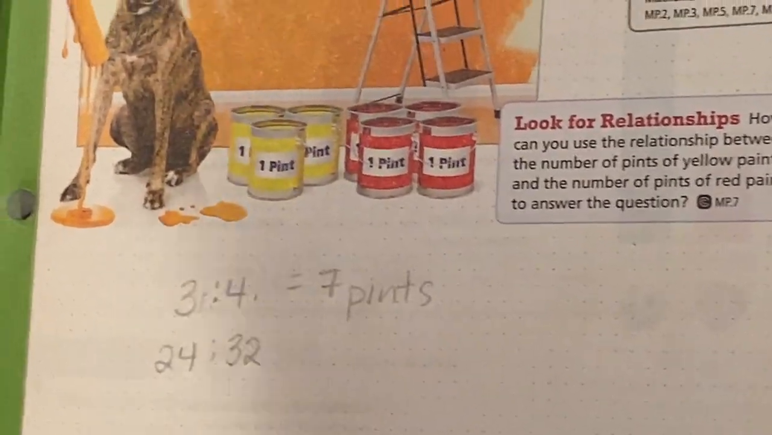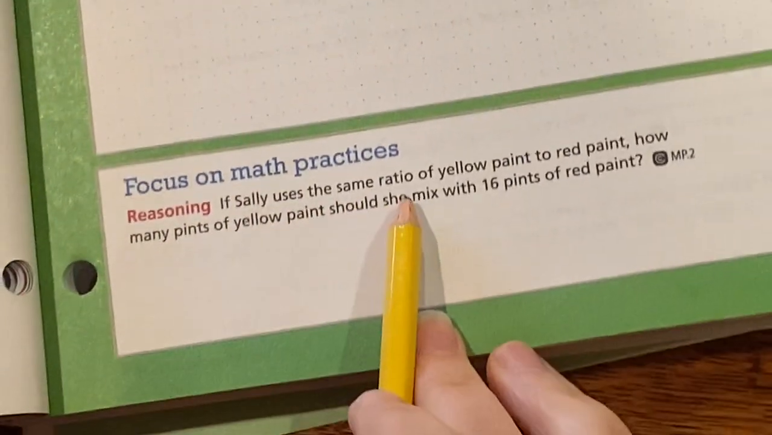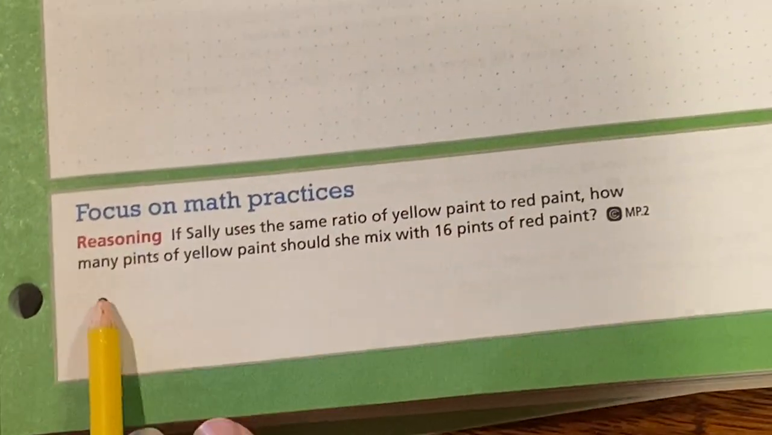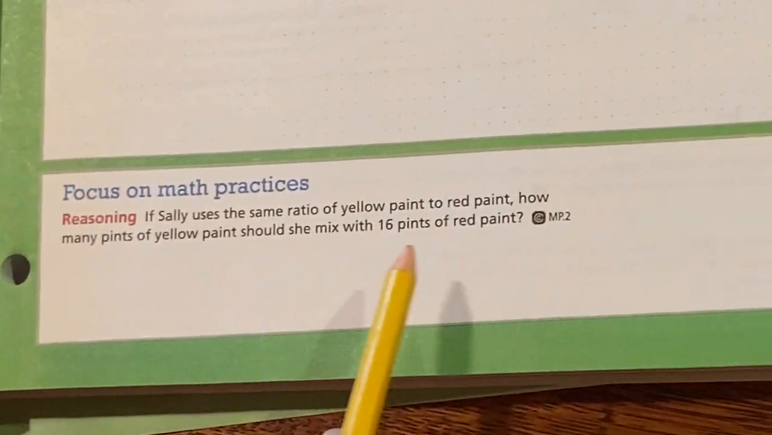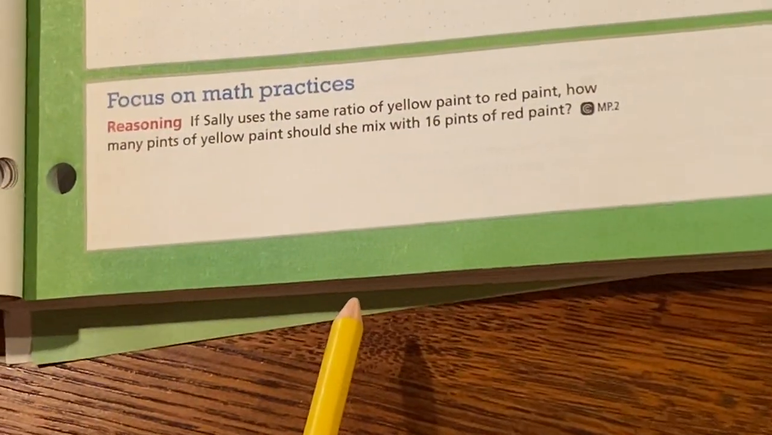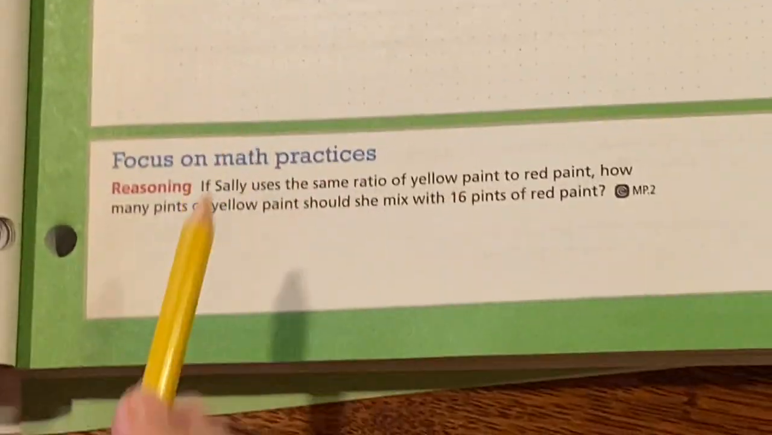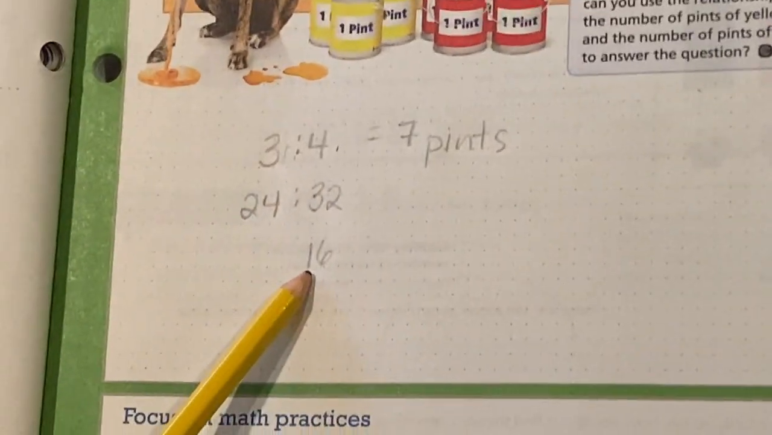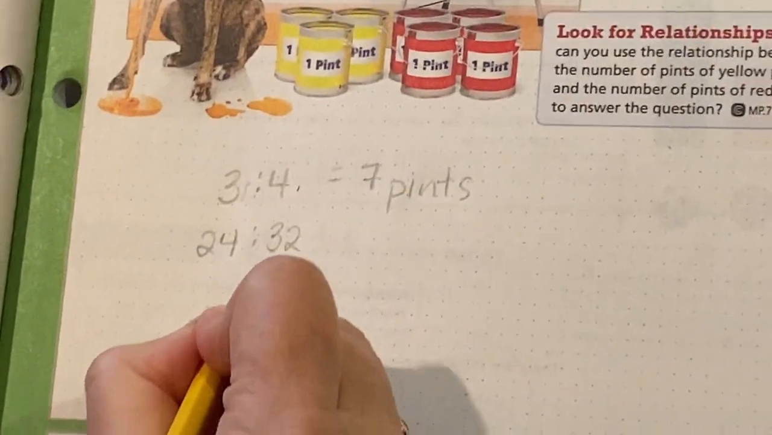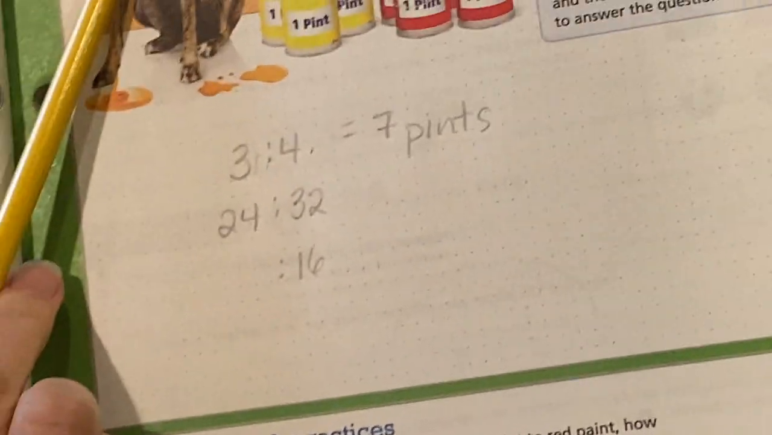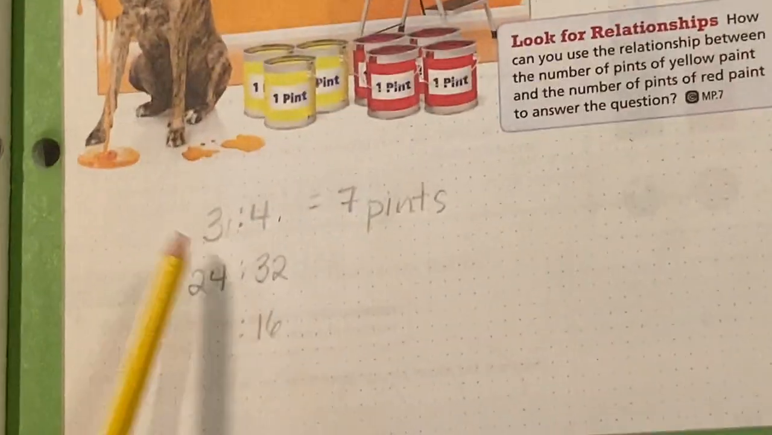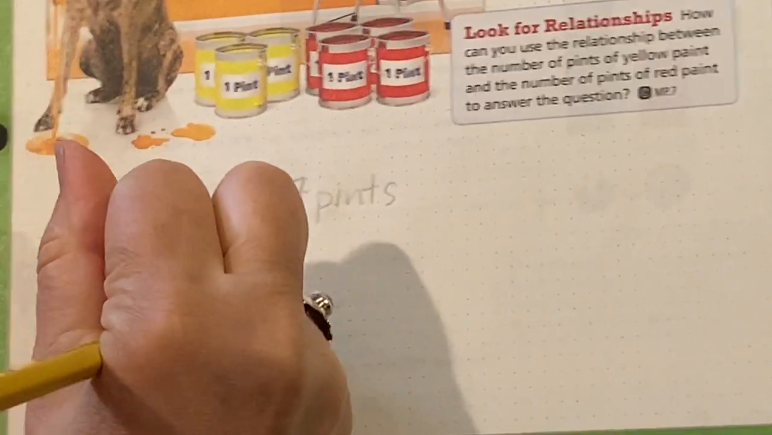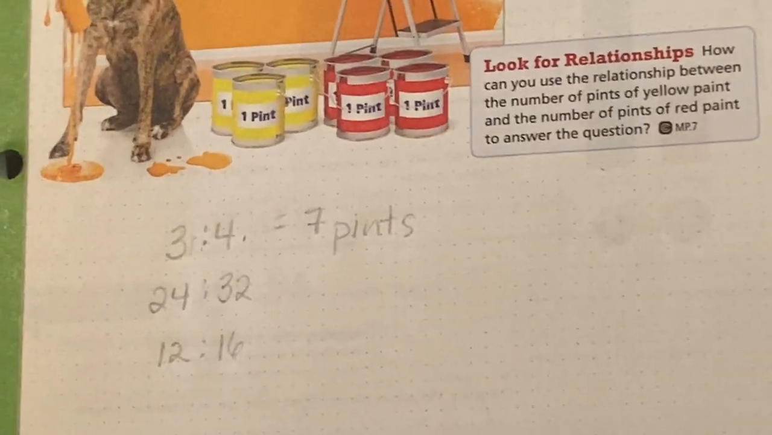Okay? Now, if Sally uses the same ratio of yellow paint to red paint, how many pints of yellow paint should she mix with 16 pints of red? So you're doing the same thing, just substituting in for the red value instead of the yellow value. We know that it started at 4, and now we're saying 16. So what do you do to 4 to make it equal 16? Multiply it by 4. Good. So that means you're going to multiply that by 4, and that would take 12 pints of yellow paint.